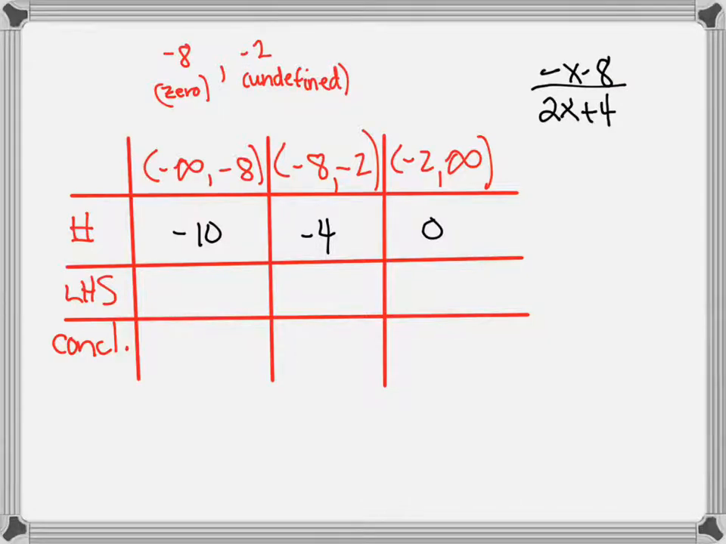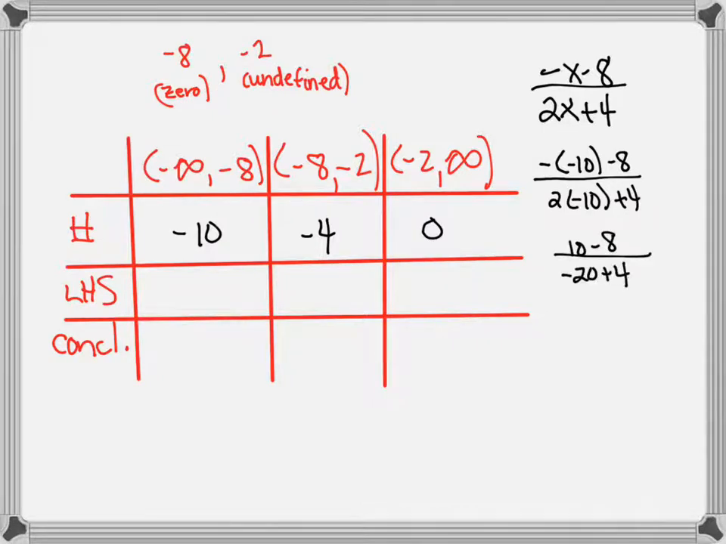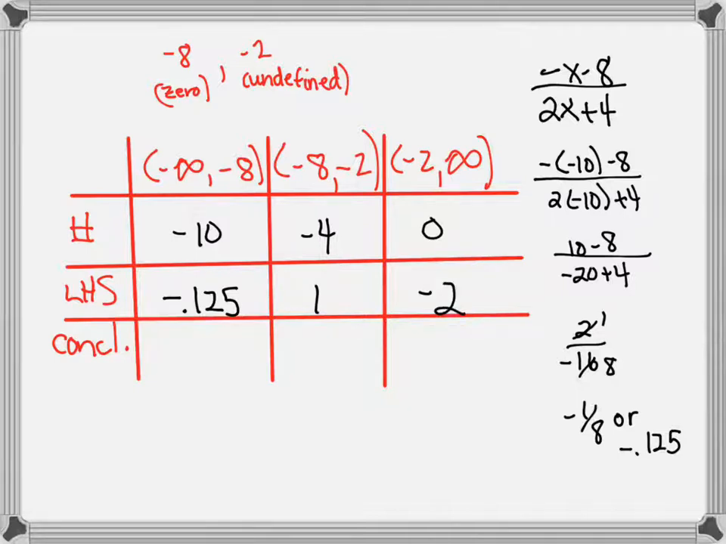So remember, this is our original left-hand side. If I substitute in negative 10, I'm doing the opposite of negative 10, minus 8, over 2 times negative 10 plus 4, or 10 minus 8 over negative 20 plus 4, or 2 over negative 16, which simplifies to negative 1/8, which is the same as negative 0.125. When I do the same process for negative 4, that left-hand side evaluates to 1. When I substitute in 0, I get negative 2.